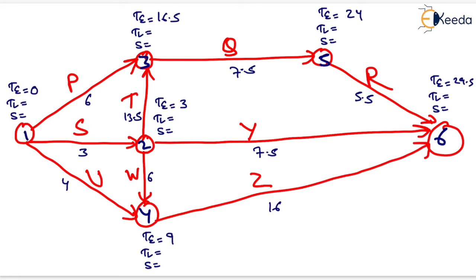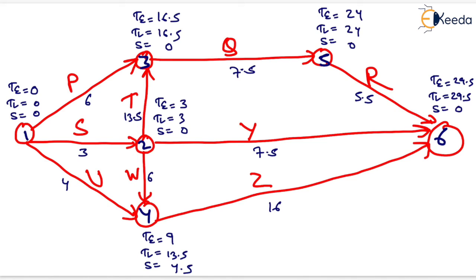Similarly, we can fill in TL, which is equal to TE, that is 29.5, and slack is 0. Similarly here 24 and 0. At event 3 it is 16.5 and 0. For event 2 it is 3 and 0. For event 4 it is 13.5 and slack 4.5. Similarly for event 1, TL is 0 and slack is 0.